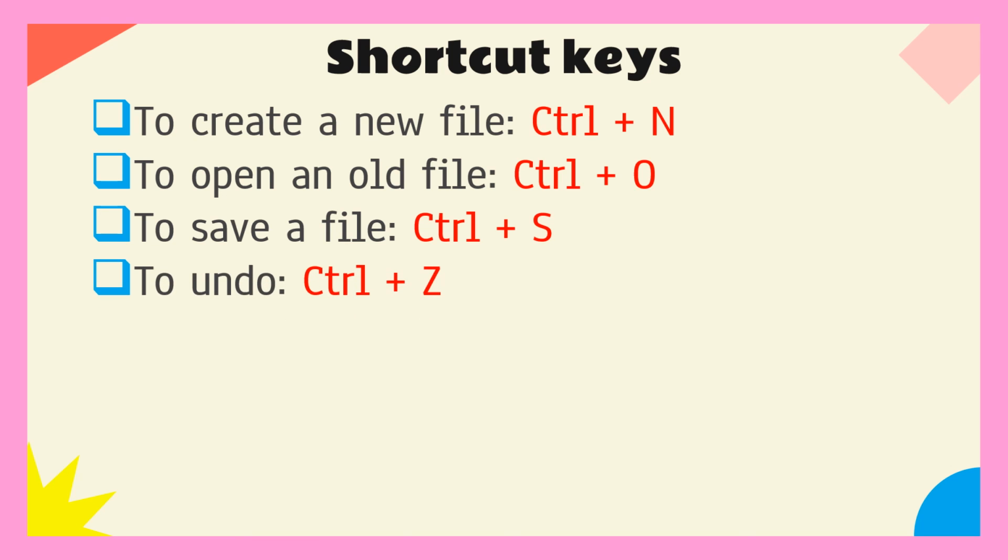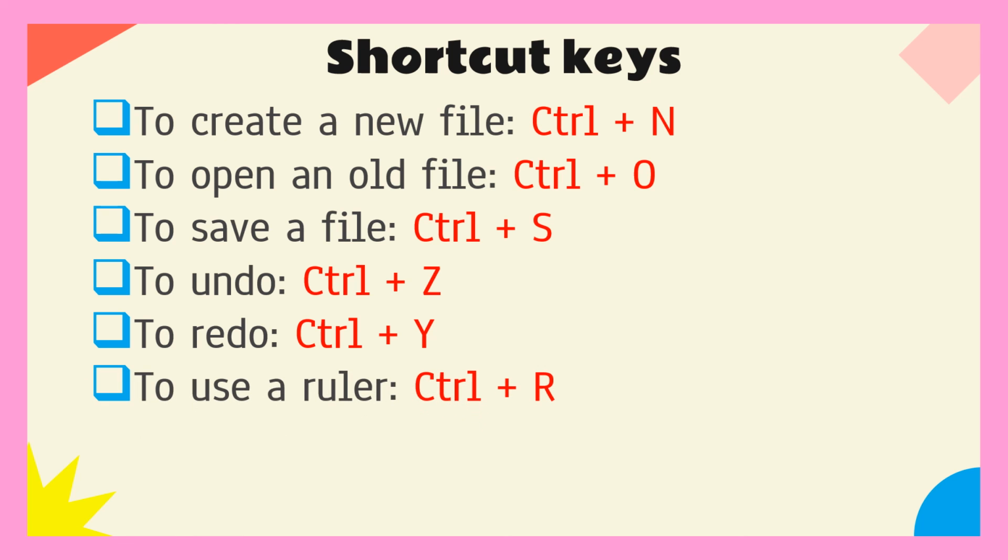To undo, meaning whenever we want to cancel our last action that we have performed in MS Paint, we can make use of the shortcut key Ctrl plus Z. To redo, or in other words, when you want to cancel the action of the undo command, we can make use of the shortcut key Ctrl plus Y. To use a ruler, we use the shortcut key Ctrl plus R.